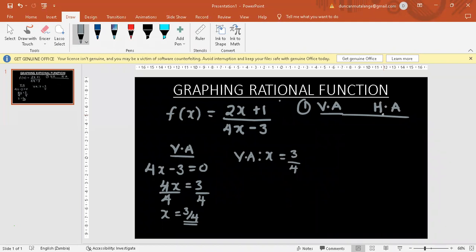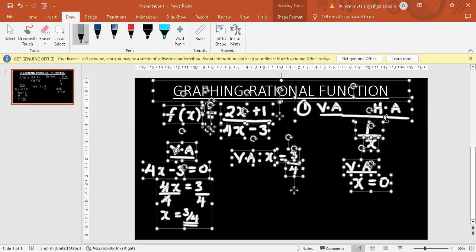If you have been given whatsoever function, let's say, for example, we have another one. Let's say you have been given 1 over x, and they ask you to find the vertical asymptote. Remember, just get the denominator and equate it to 0, then find the value of x. So x should be equal to 0. There's nothing to solve here. So your vertical asymptote is simply x is equal to 0. So that is all that is there when it comes to finding the vertical asymptote. I hope that is okay.